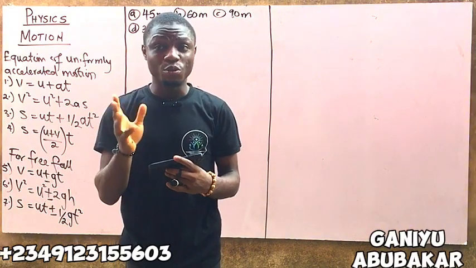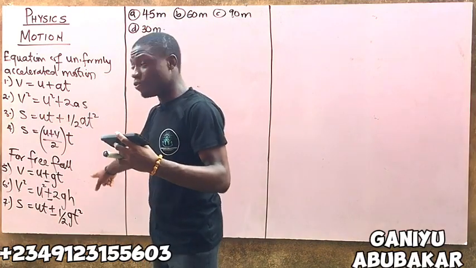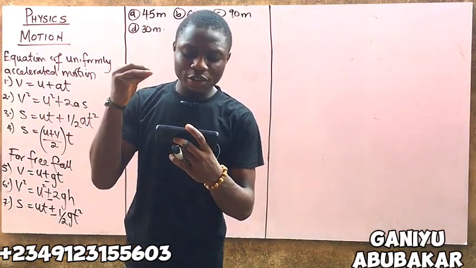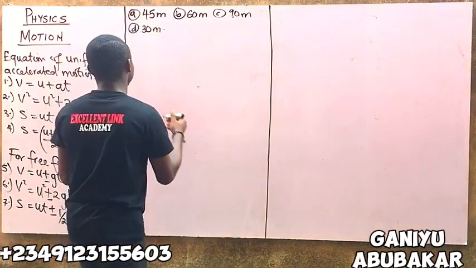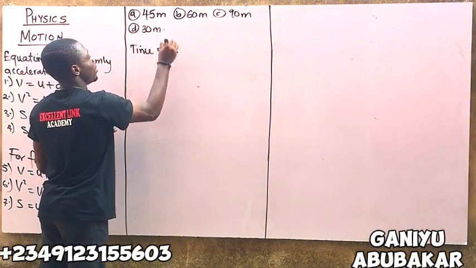So in this case, the question I give you now is a question of free fall, because you can hear the words fall freely. So that's a question on free fall, and I'm using this equation. That's the idea. The question says, if it takes an object 3 seconds, so I'm given time. Time is 3 seconds.